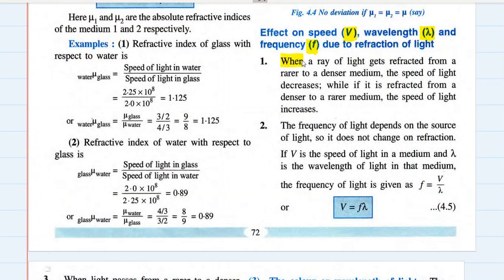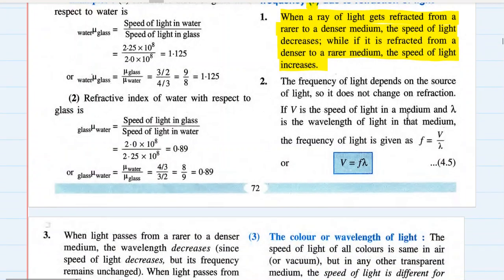See, first thing, when a ray of light gets refracted from rarer to denser medium, the speed of light decreases. While if it is refracted from denser to rarer medium, the speed of light increases. So we know now how the speed is affected due to refraction. Frequency. See, the frequency of light depends on the source of light, so it does not change on refraction.